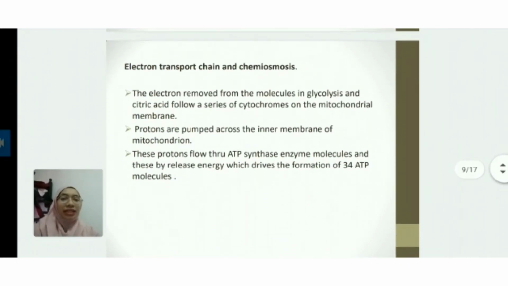The last stage is the electron transport chain and chemiosmosis. The electrons removed from the molecules in glycolysis and the citric acid cycle follow a series of cytochromes on the mitochondrial membrane. Protons are pumped across the inner membrane of the mitochondrion. These protons flow through ATP synthase enzyme molecules and thereby release energy which drives the formation of 34 ATP molecules.